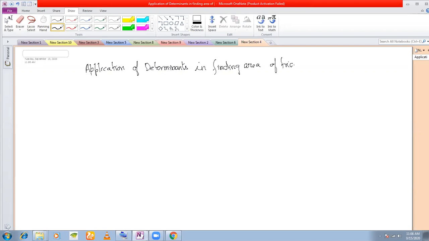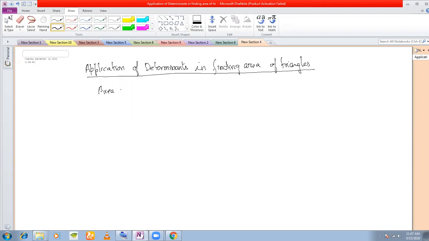Triangles. Okay, so I'll discuss 3 questions in this regard. Before discussing the 3 questions, what you must see: last year, if you remember, I had told you how to find out the area of a triangle if 3 vertices are given.